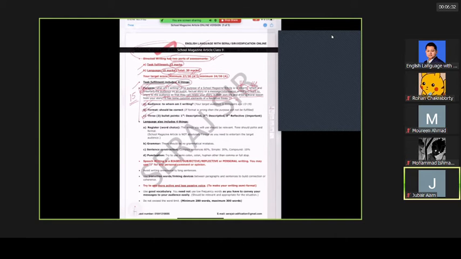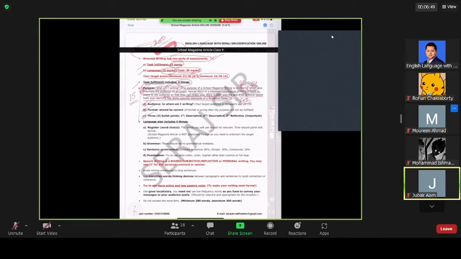The huge difference is the word limit. In a narrative essay, you are allowed to write 500 words. But remember, a school magazine article is a directed writing. You are allowed to write only 300 words. So that's the difference. My dear students, be very careful about the word limit.